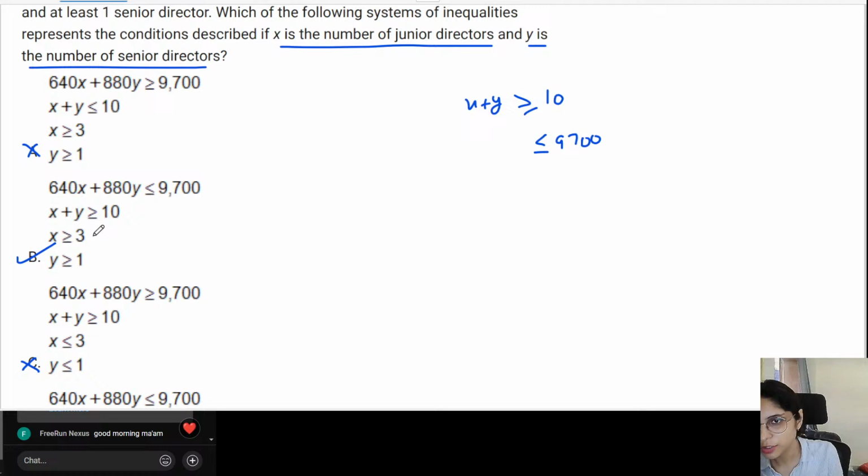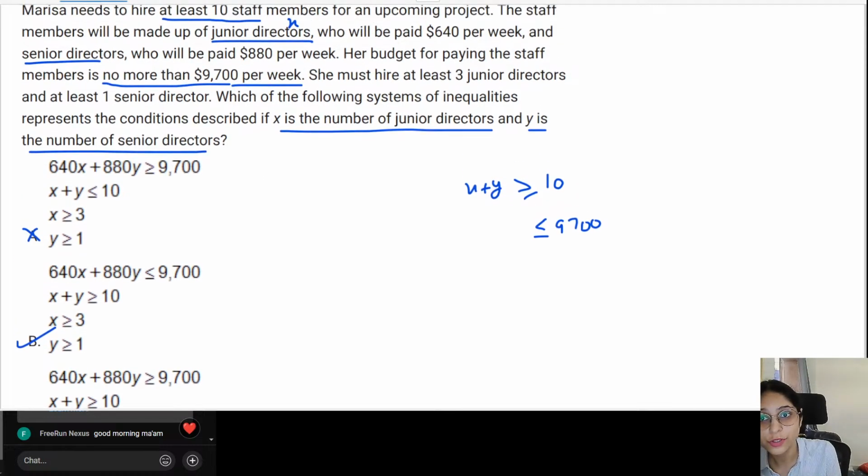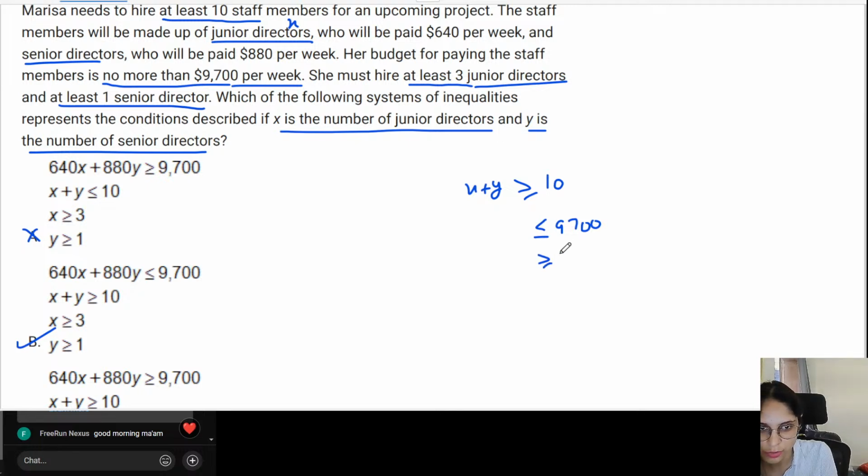So by just looking at the options, we were able to eliminate most of the things because it is "no more than". So always look for the signs, as in inequality signs, not the signs of the universe. So you have at least 10, no more than 9,700, and you have at least 3 junior directors, at least 1 senior director. So it has to be greater than or equal to 3 and it has to be less than or equal to 1.